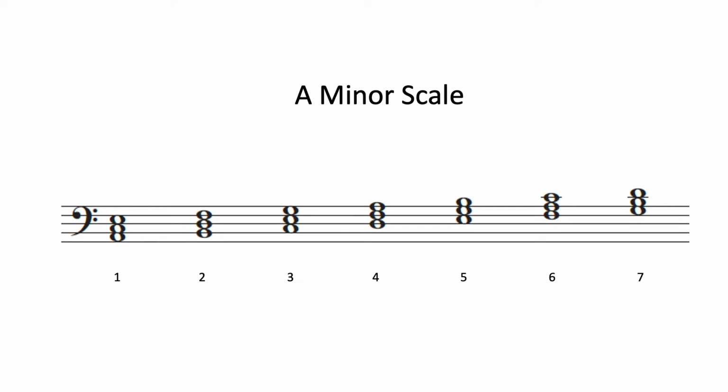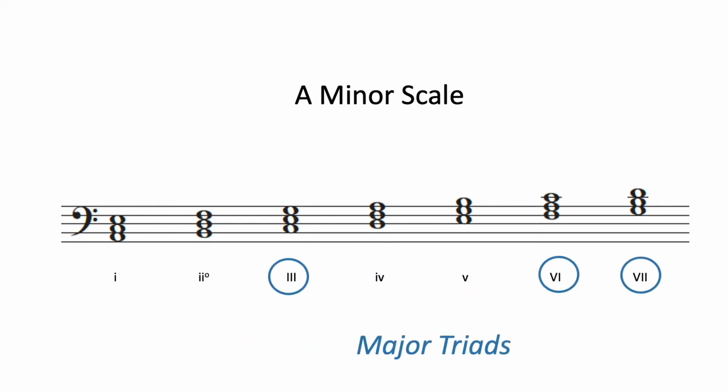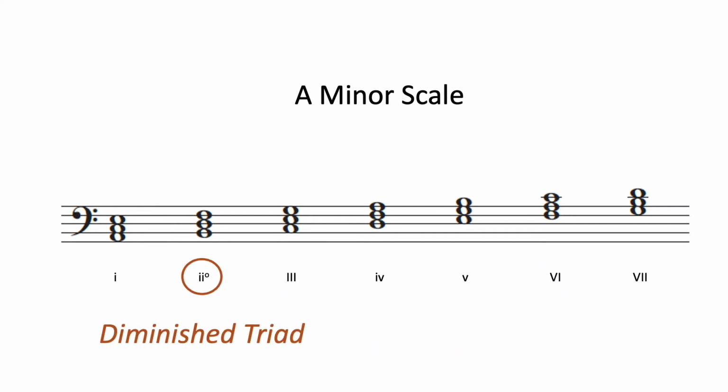Now, if you notice, all the majors became minor and all the minors became major, and even my diminished triad is now in a different place. Okay, so here are the minor triads. 1, 4, and 5 are now minor. 3, 6, and 7 are now major. And here's my diminished triad. It's now based on the second scale degree rather than the seventh.